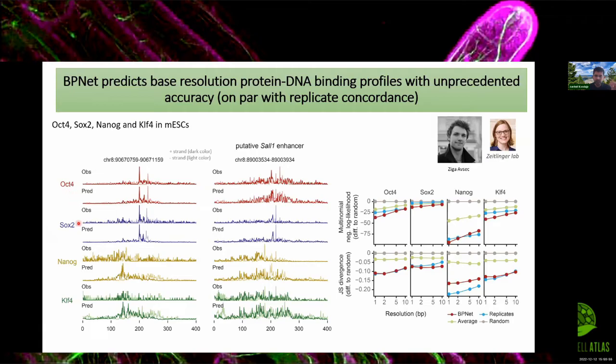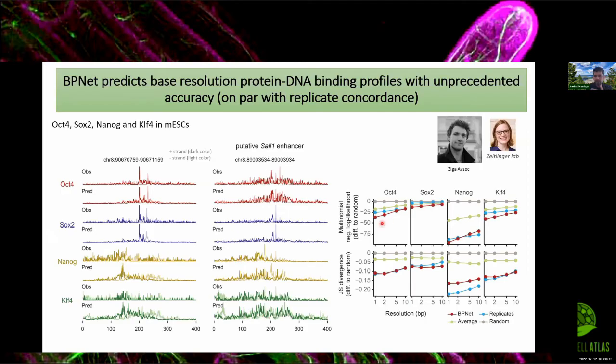There's one model for every transcription factor. There's one model trained for OCT4, for SOX2, for NANOG, and KLF4. And you can see the predictions are actually quite remarkable. They're very similar to the observed data, including little squiggles, the footprint widths and the fuzziness of the footprints, and so forth.